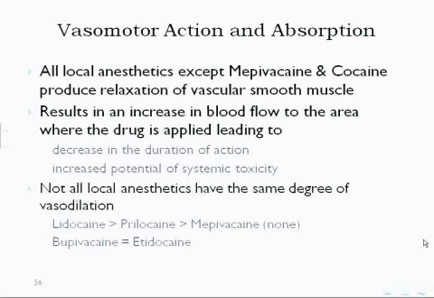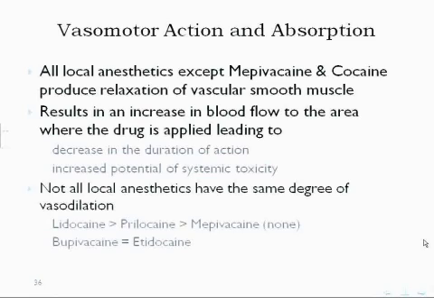It results in a decrease in blood flow to the area. What increased blood flow does is extract the medication from the tissue you just injected, which is what you don't want, because you want the medication to sit there and work if you're doing topical infiltration. That redistributes the medication and eliminates its activity. This is an example: lidocaine has more vasodilation than prilocaine, and of course mepivacaine has none.